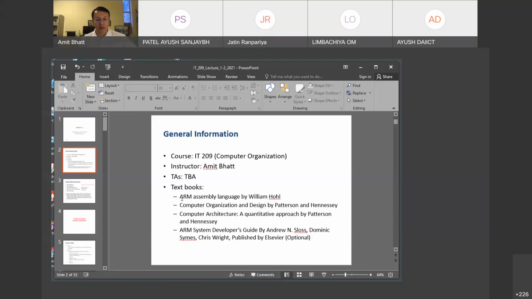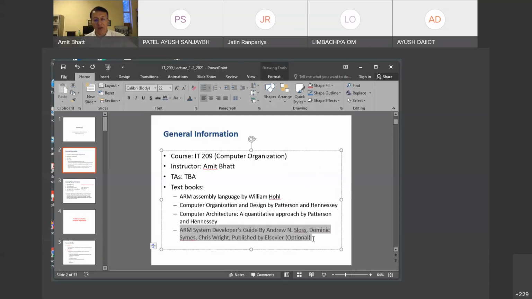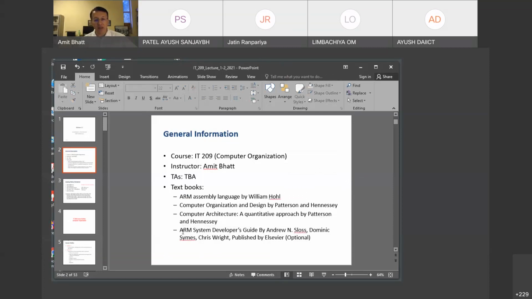The first book, which we'll be using in the beginning of the course, is ARM Assembly Language by William Hall. That gives you an introduction to assembly language programming. This book I have not uploaded, but you can easily get it on the net. This is a much more detailed and in-depth book as compared to this. So in other words, ARM Assembly Language by William Hall is an easy book to read, whereas this one gives you much more technical information. For this particular course, if you are only interested in grades, I think this book should be sufficient.